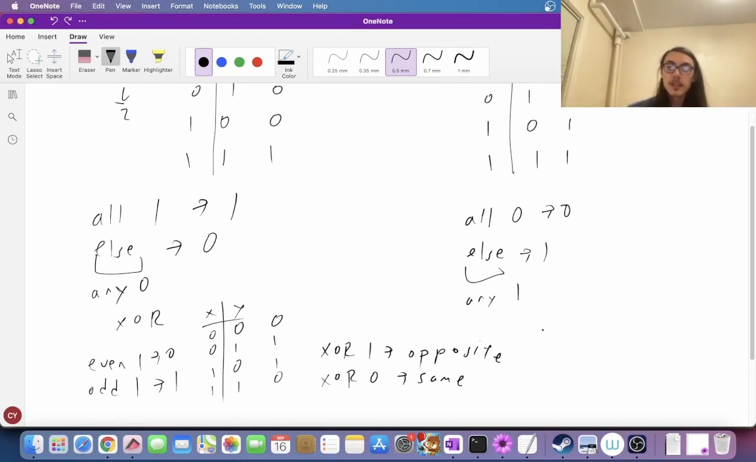There's also bitwise NOT, which is very simple. It just takes in a single argument, and it returns the opposite. So it's just not whatever it is. NOT is pretty simple.